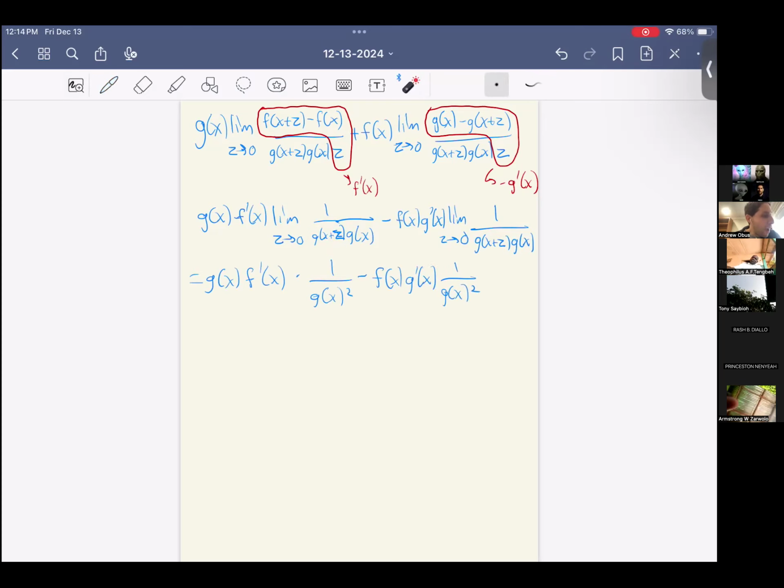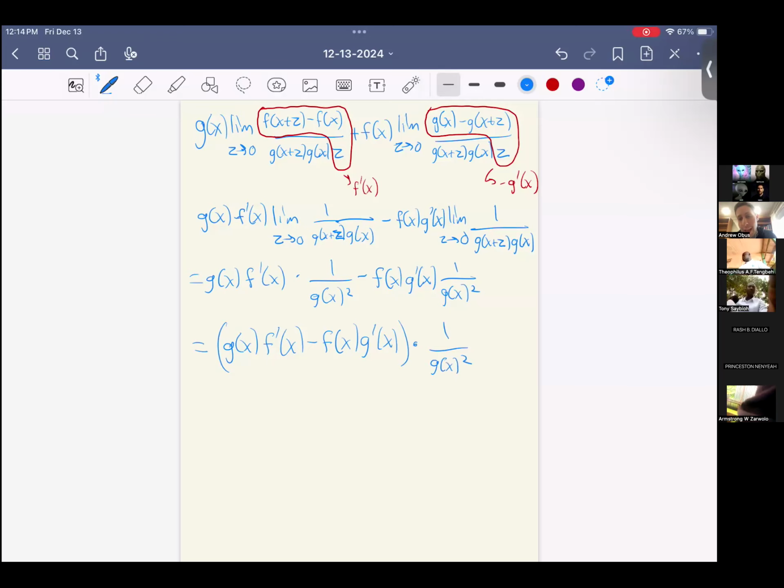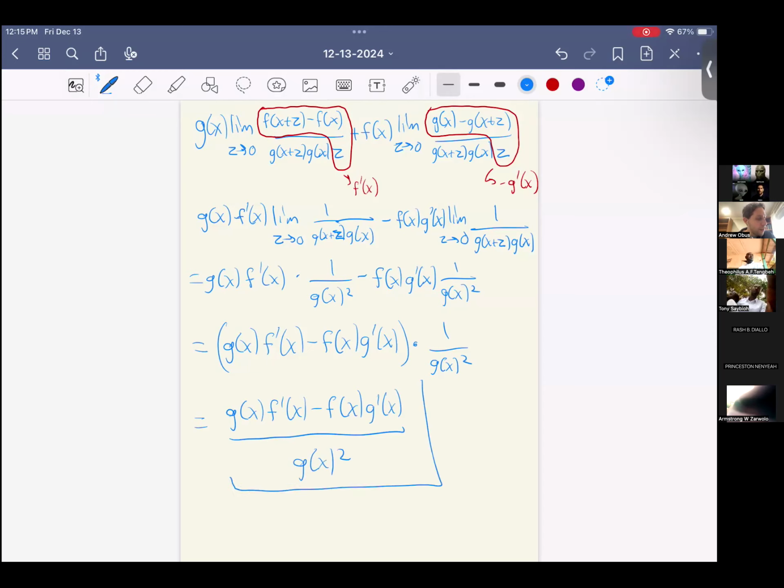And if we want to simplify the whole thing, because we've got 1 over g of x squared, we can make that a common factor, and this actually becomes g of x times f prime of x minus f of x, g prime of x, all times 1 over g of x squared. And usually we write this as a fraction, so this becomes g of x, f prime of x, minus f of x, g prime of x, all divided by g of x squared. And this is the final formula.